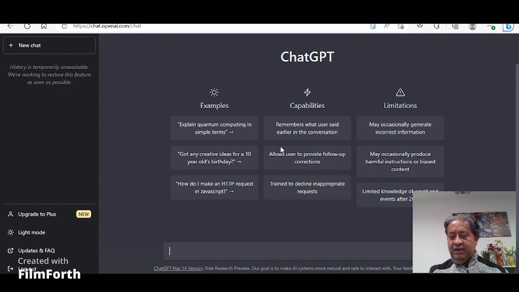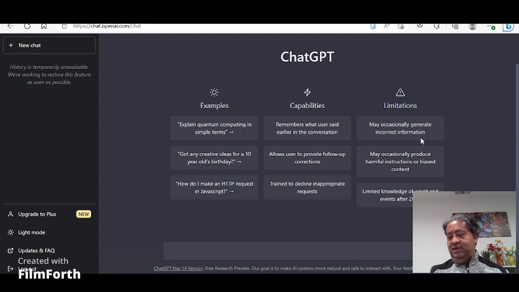So basically, it remembers what you have earlier entered into this conversation. So it learns as you have more and more conversation. It is contextual, and it allows you to provide follow-up questions. It trains depending on appropriate questions. And what are the limitations?